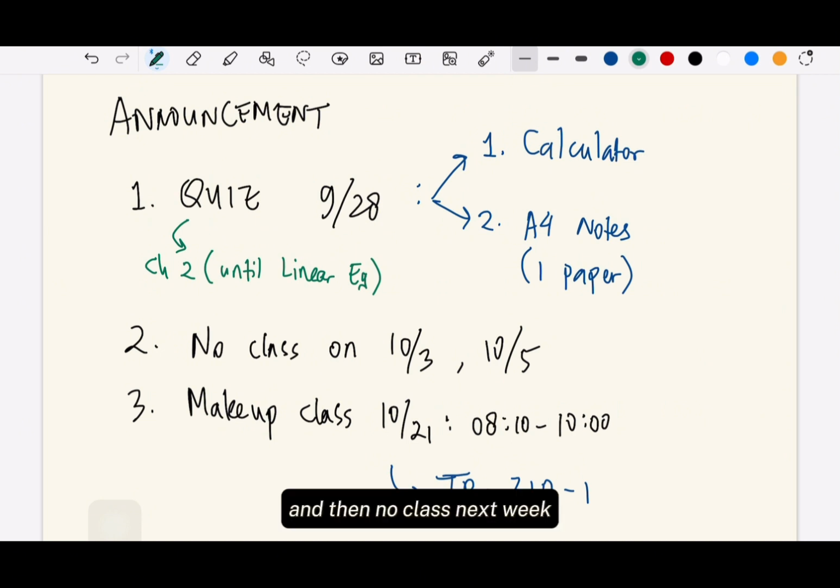And then no class next week, both classes, but we have a makeup class on 21. I made a mistake. I have it on 21. Oh, okay. Internet? I think I will record as usual. Recording is okay. Maybe the WebEx. It's also WebEx.